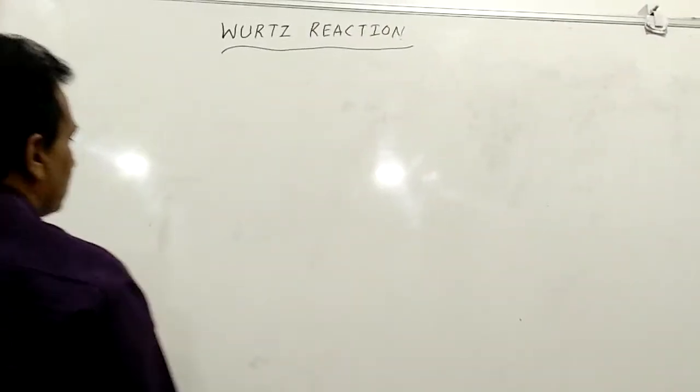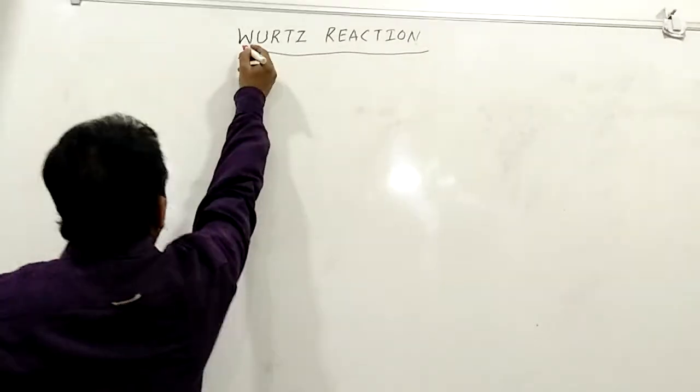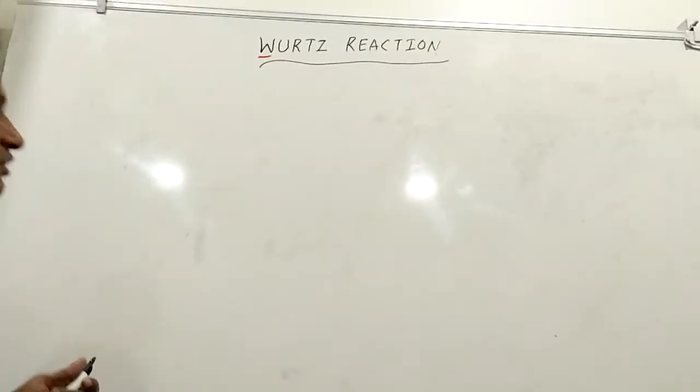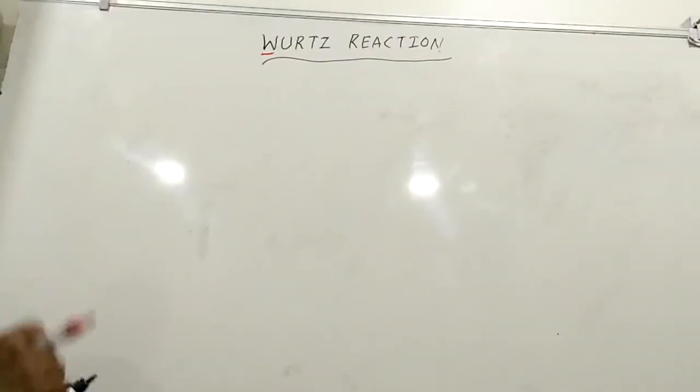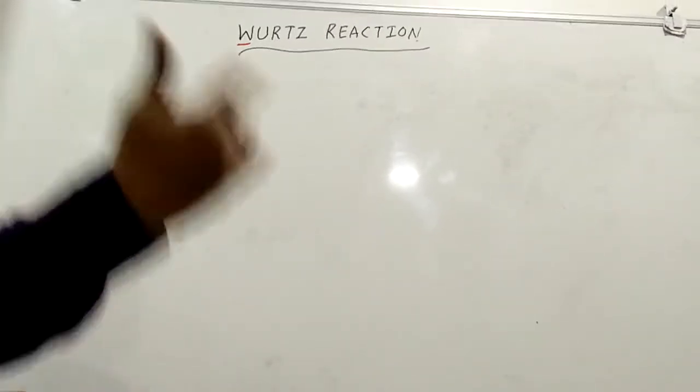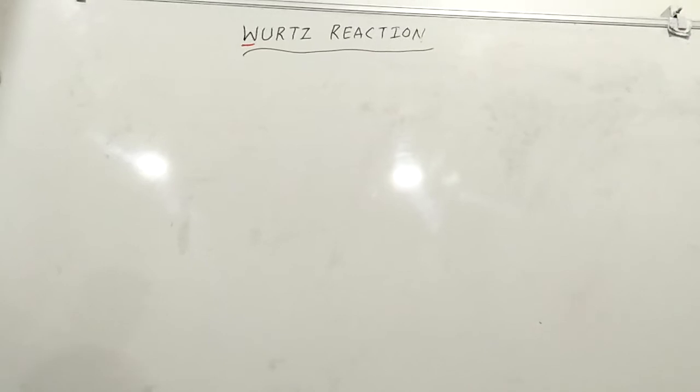Here, the Wurtz reaction. The naming reaction starting with W is very important. What is the Wurtz reaction? Alkyl halides give alkanes.